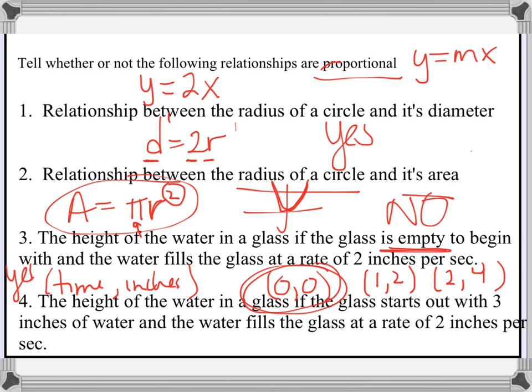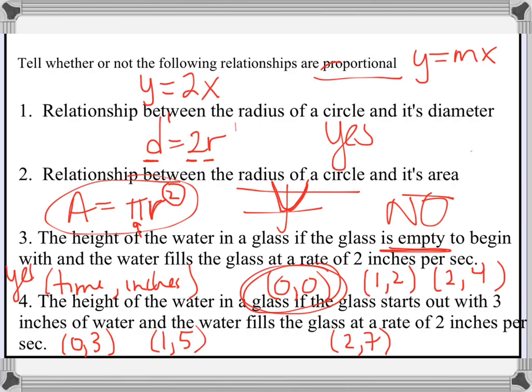The height of the water in a glass, if the glass starts out with 3 inches of water, and the water fills at 2 inches per second. If it starts at time 0, then it's 3 inches of water. After 1 second, there's 5 inches of water. At 2 seconds, there's the initial 3 inches plus 4 more inches, that's 7 inches.